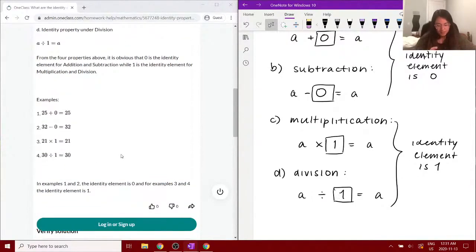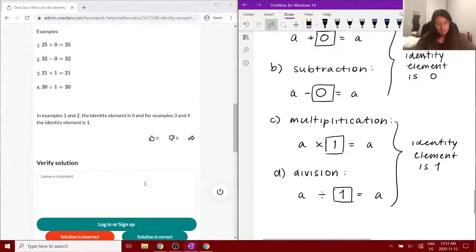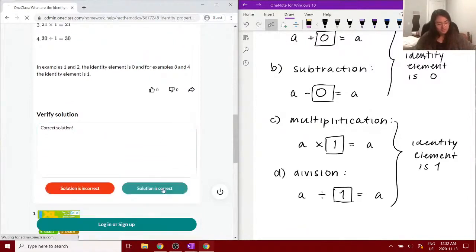So you can see that in examples 1 and 2 with addition and subtraction, the identity element is 0. And for examples 3 and 4 with multiplication and division, the identity element is 1. So that solution is correct. And we can move on to the final 2 examples.